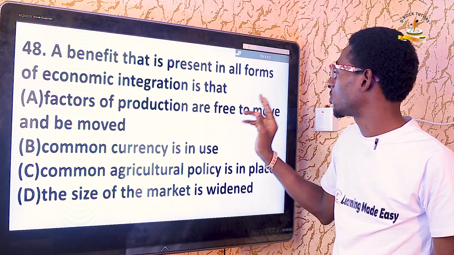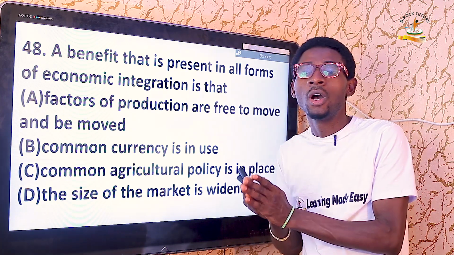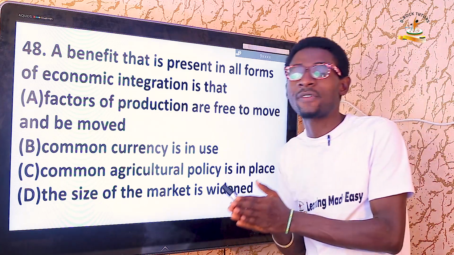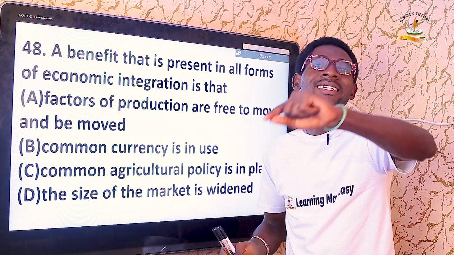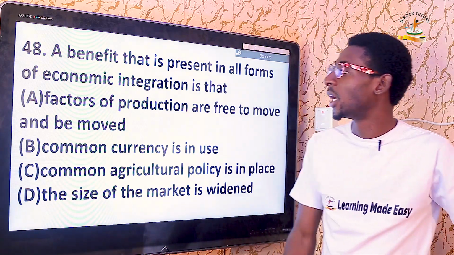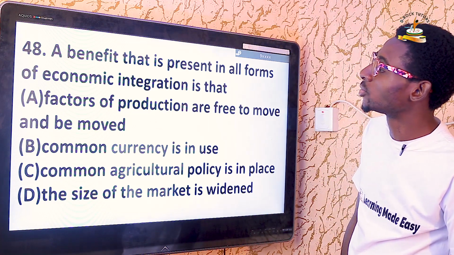The factors of production are free to move and be moved. So there is free movement of raw materials and other factors of production from country A to country B, so far as they are within the same economic integral family. The answer there is option A.